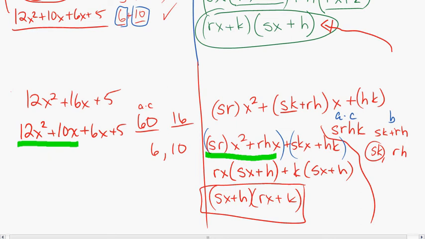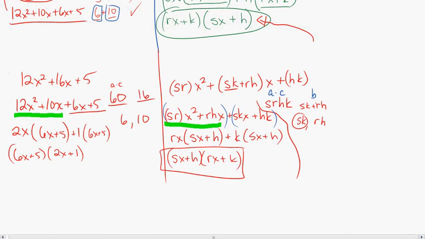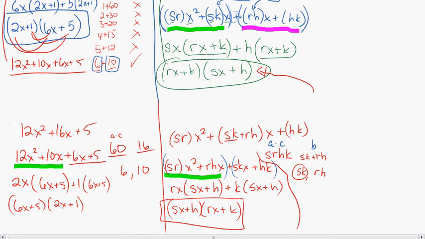The greatest common factor between 12x squared and 10x is 2x, leaving me 6x plus 5. The greatest common factor in 6x plus 5 is 1, leaving me 6x plus 5. And so now you know 6x plus 5 is in both, so when I factor that out, I'm left with 6x plus 5 times 2x in the first term and 1 in the second term. So 6x plus 5 times 2x plus 1, I believe, is exactly what we found in the first one, right? 2x plus 1, 6x plus 5. Again, the order is reversed, but it is exactly the same.